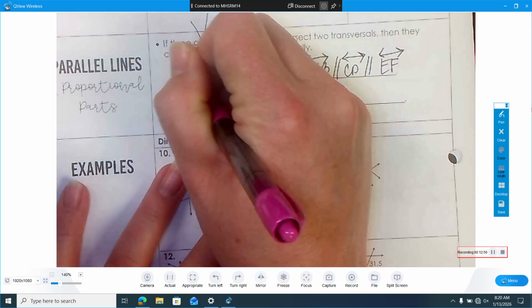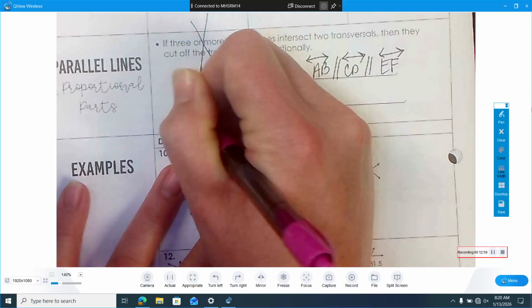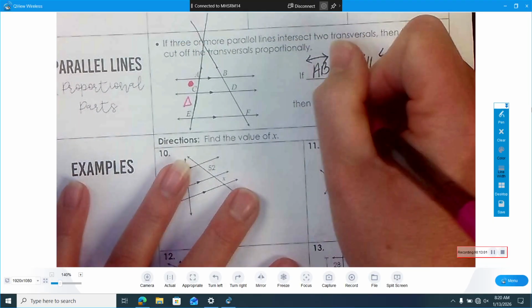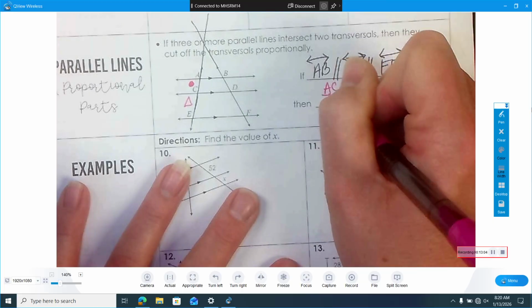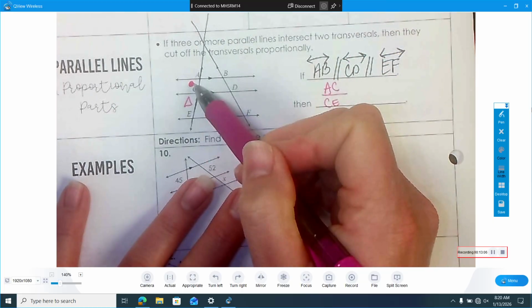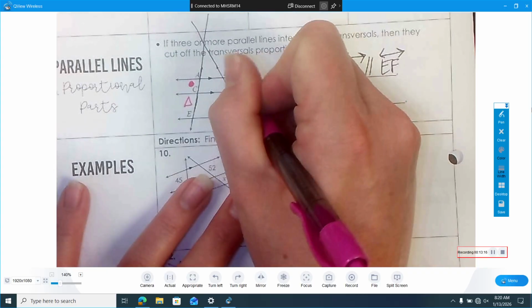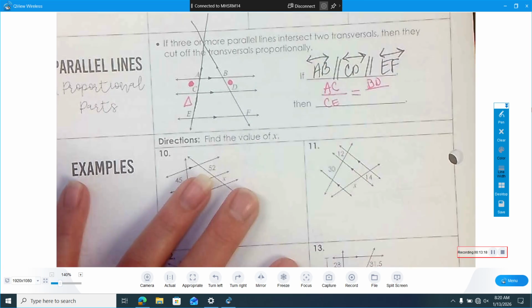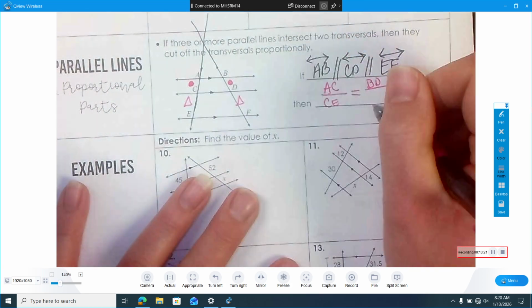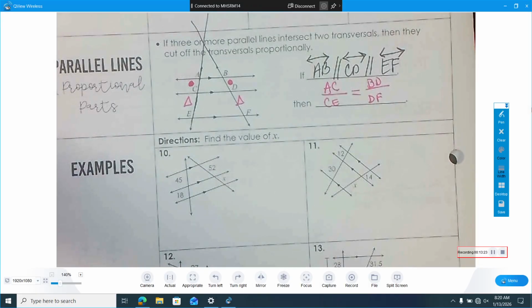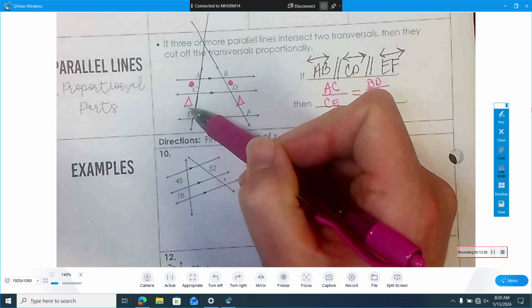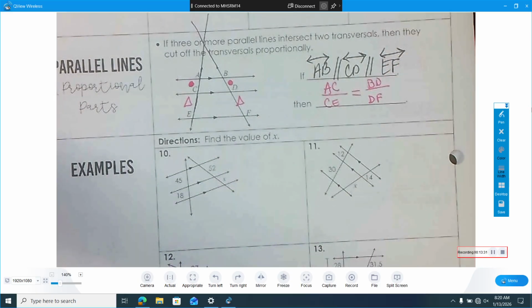So I can think, hey, AC over CE. AC over CE. So that's the left little pieces, those little segment lengths, is going to be equal to what over what? BD, segment BD, over DF. Yes, DF. And I'm using little shapes. So this was just top over bottom is equal to top over bottom.